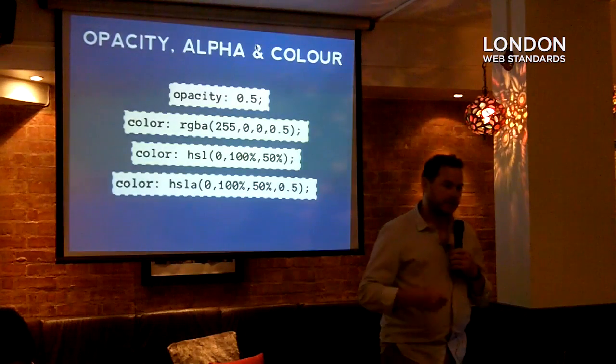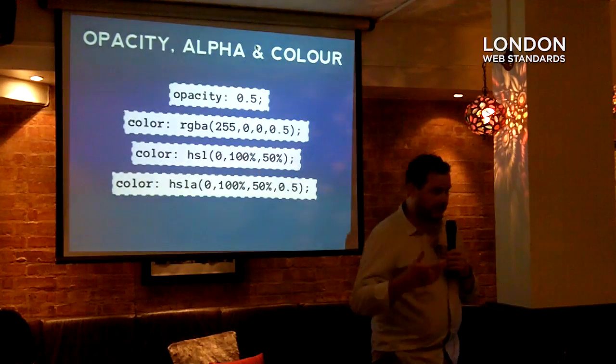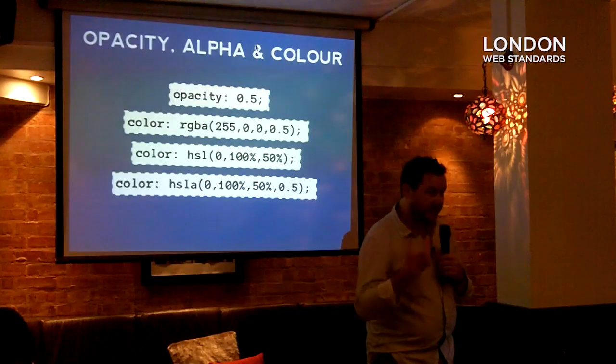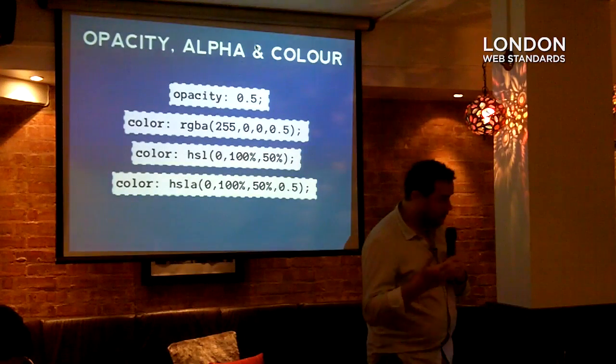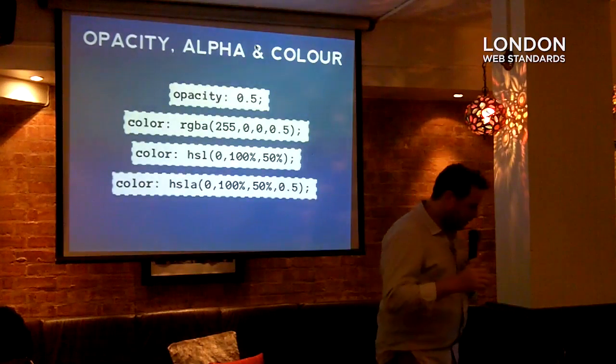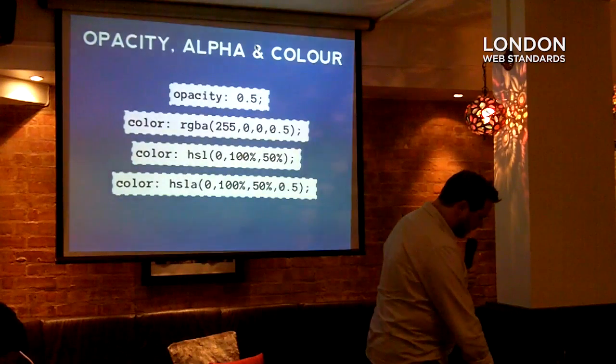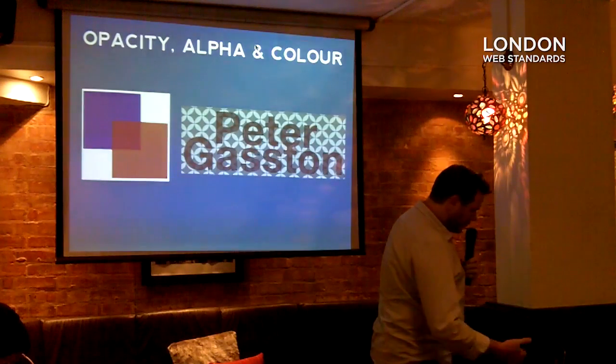Opacity, alpha and color. So you can do opacity. We've been able to do that for a little while, but you can add the alpha channel to your colors now, so you can do kind of semi-transparent stuff. It's quite nice. It makes for some nice effects. You can get some overlapping, some cool stuff like that.